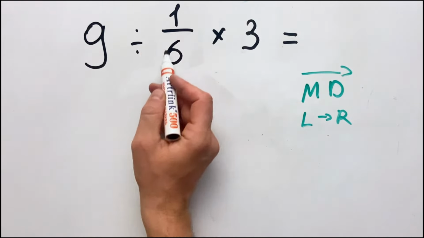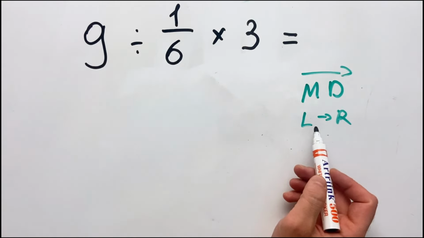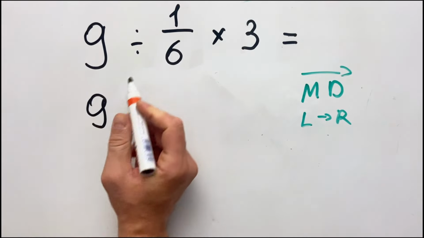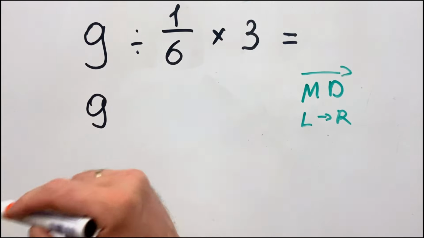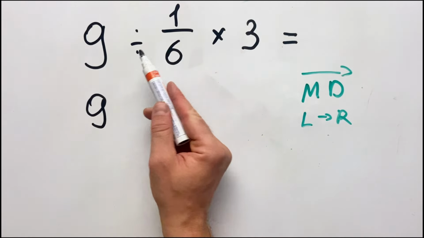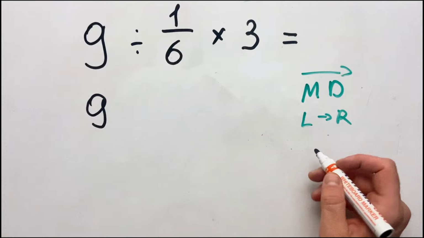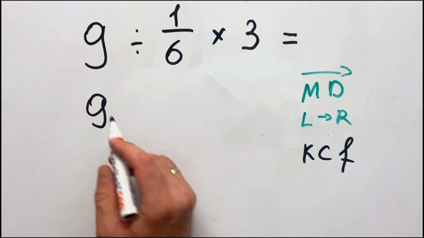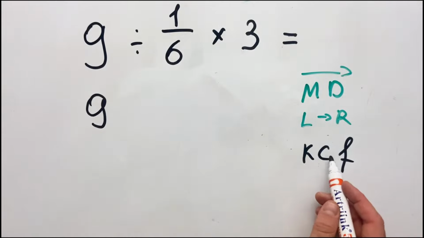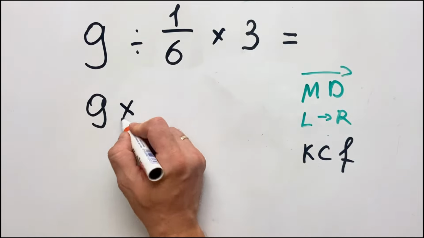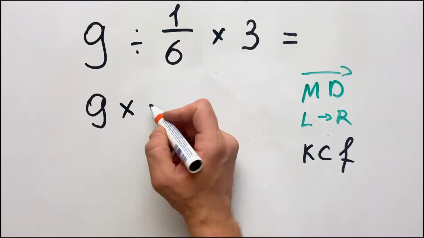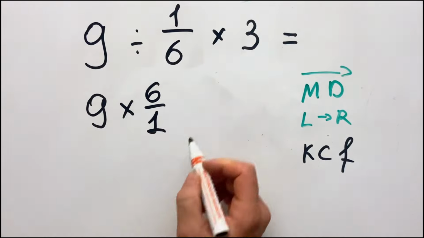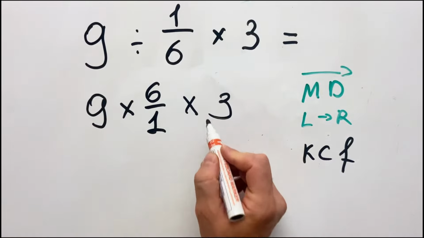So first we do the division, because as written here, we do it from left to right. We have 9, and when we divide by a fraction, as we saw earlier, we multiply by its reciprocal. You can call this rule KCF, where K stands for keep the first, C stands for change the sign, and F stands for flip the second. So we get 9 times 6 over 1, and multiply by 3.